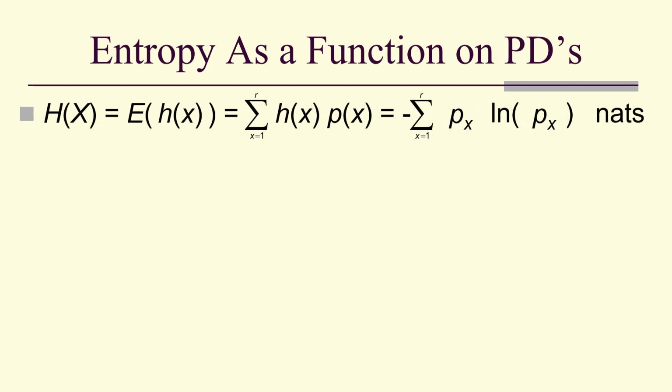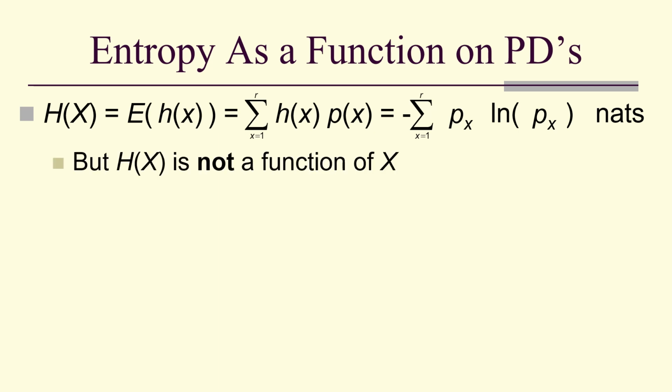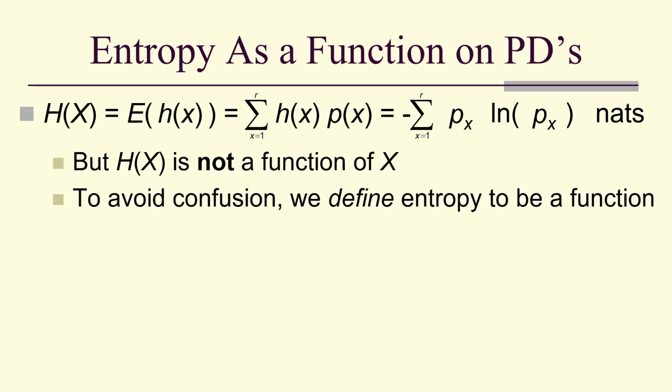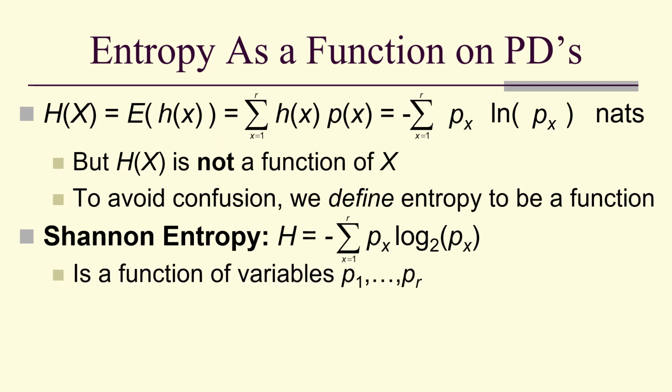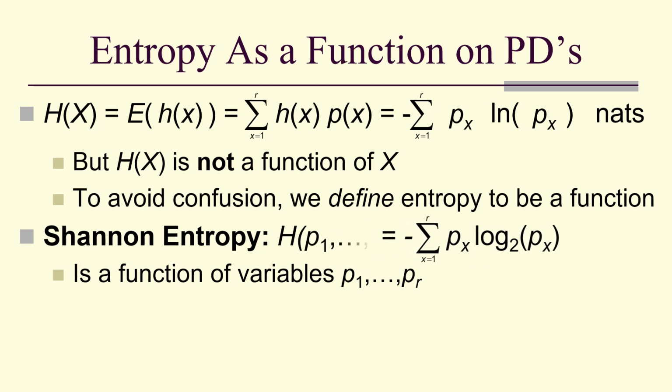And we're actually going to index our probabilities instead of thinking of them as functions, because entropy is not a function of capital X. And we don't want to cause confusion. So we're going to make entropy function a definition called Shannon entropy. So Shannon entropy is where we have the expression for entropy, but as a function of variables P1 to PR.